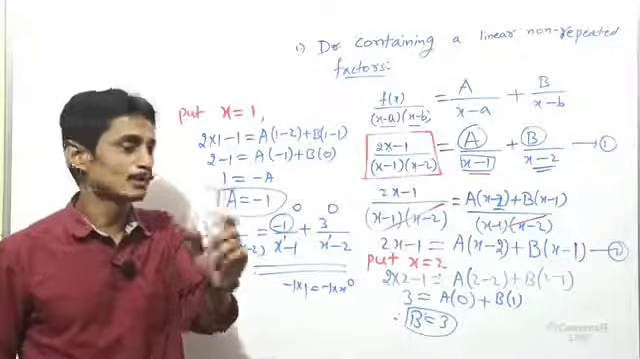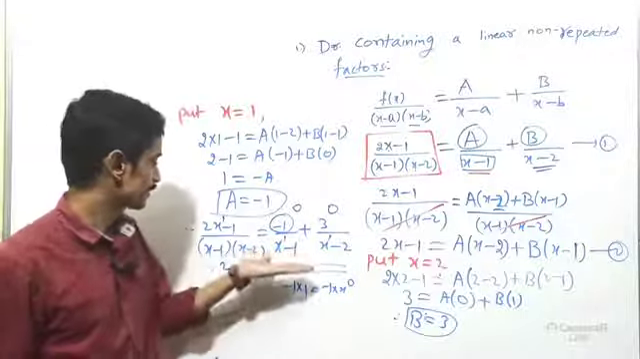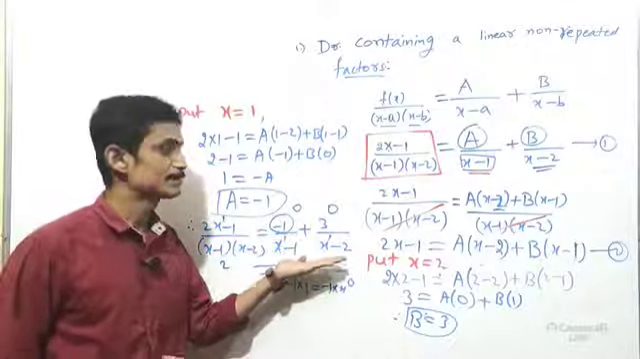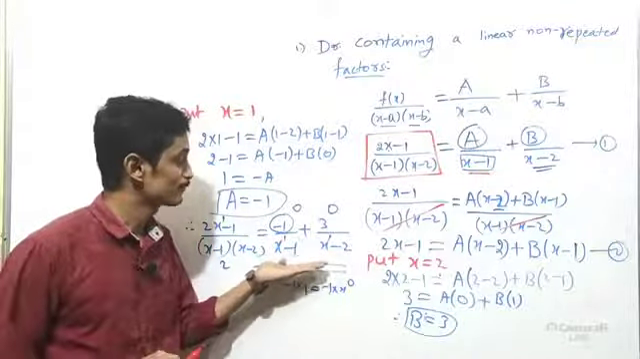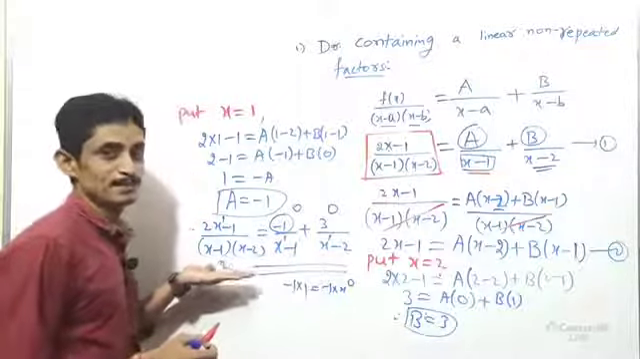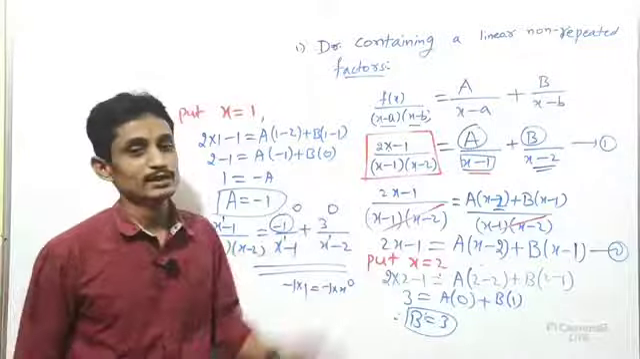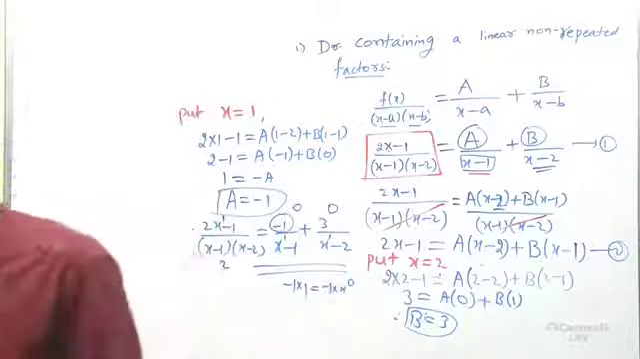A single proper fraction, we express it as a sum of two proper fractions. Yesterday I said sum of two proper fractions. Once again, a proper fraction. This is my method number 2.